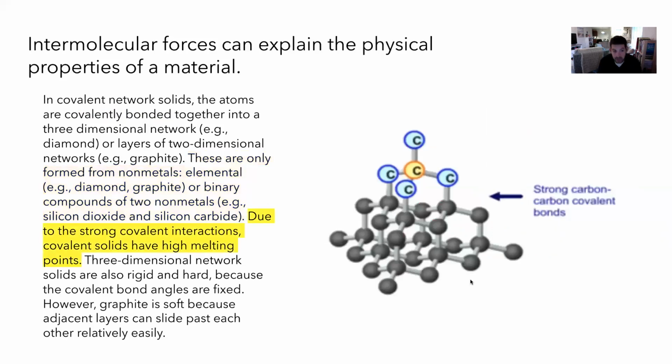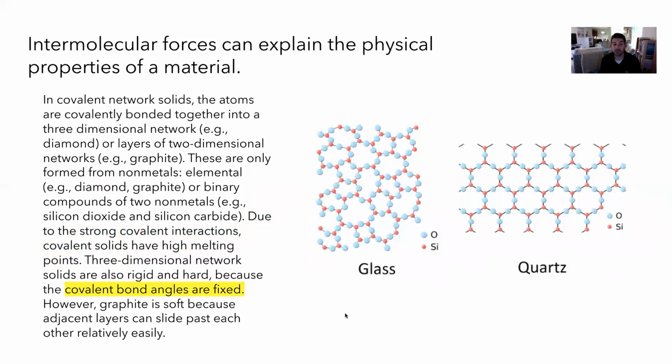All right, now due to the strong covalent interactions, covalent solids will have high melting points. So when we're adding that energy to try to melt a covalent solid, it has to break those covalent bonds. And that is going to require a lot more energy than breaking apart an intermolecular attraction. Right, it's breaking an actual covalent bond, not an intermolecular attraction. And something really important about the 3-dimensional network, they are rigid and they are hard because the covalent bonds, their angles are fixed.